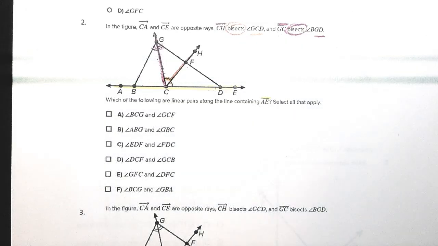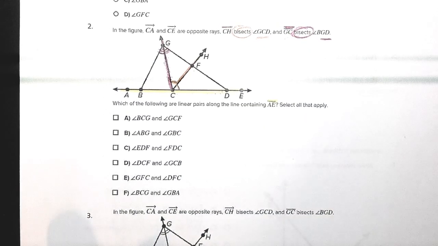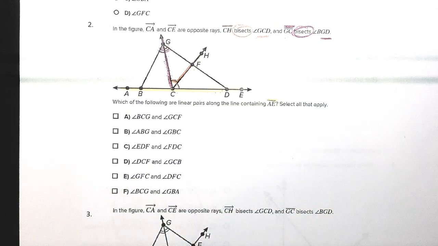Okay, so AE, that's that whole big line. So they want to know what linear pair. I actually brought the calculator home, but did I bring the compass and protractor? I don't think so, dang it. Well, that's all right, we're going to do this.